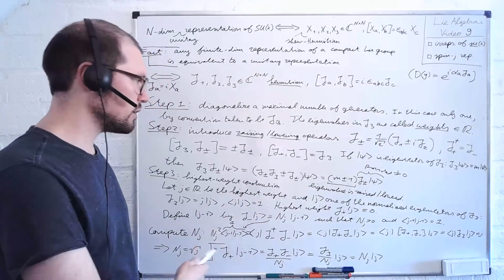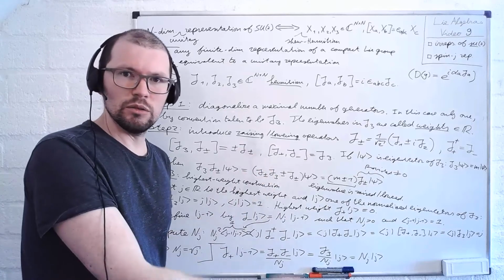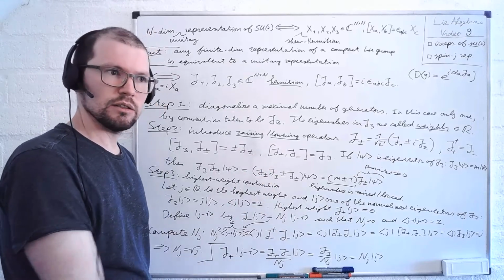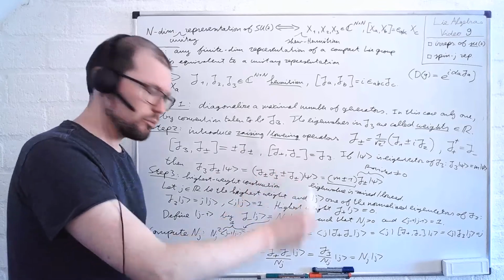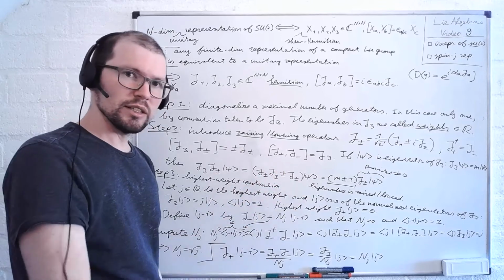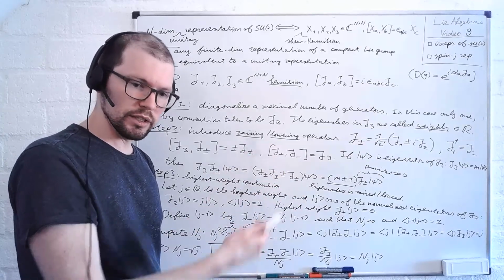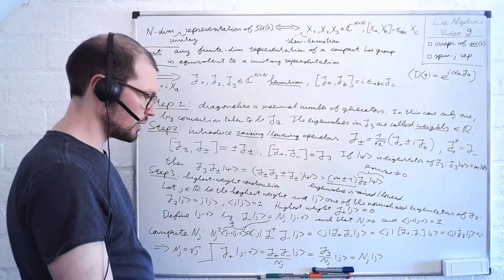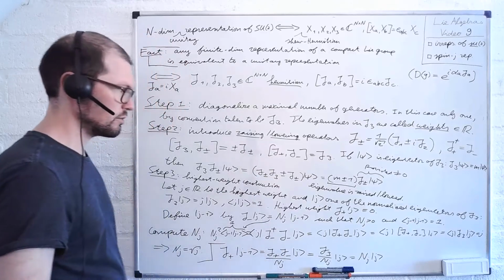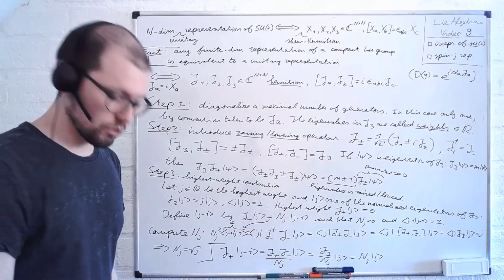So it should be clear now what we're going to do to find many states in this representation. We're just going to apply J minus repeatedly and find new states that are labeled by their eigenvalue, and then just see where this stops.